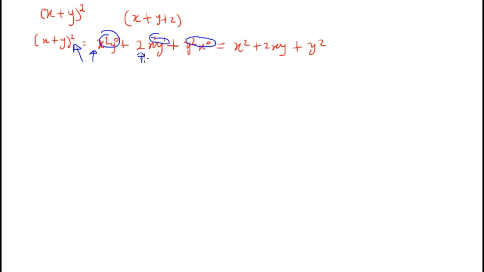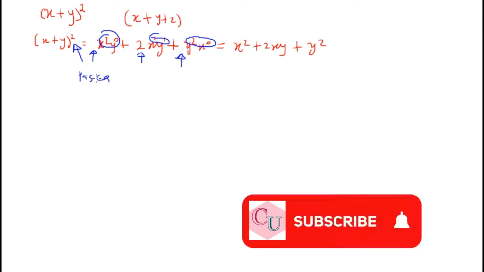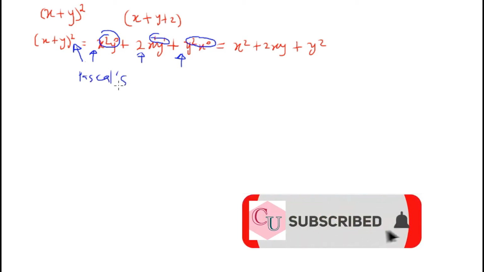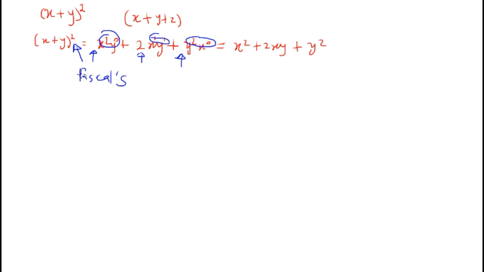Now, another thing to take note of is the coefficient of the expansion. The coefficient of the expansion can be determined in two ways. We can do that using Pascal's triangle, and we can also do that using the binomial theorem.